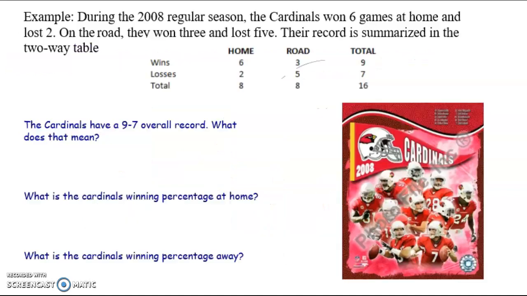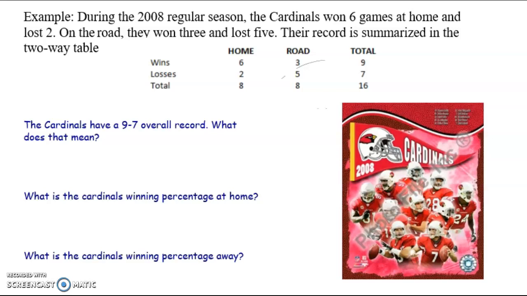Moving on. Here we go. You're going to see a lot of these examples. So, 2008 regular season, the Cardinals won 6 games at home and lost 2. So at home, they won 6 and lost 2. On the road, they won 3 but lost 5. Their record is summarized in the two-way frequency table.